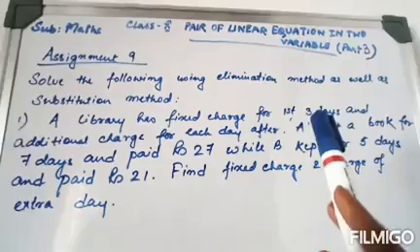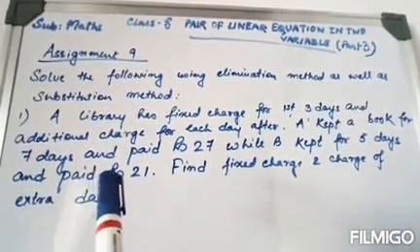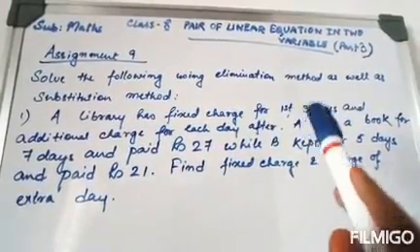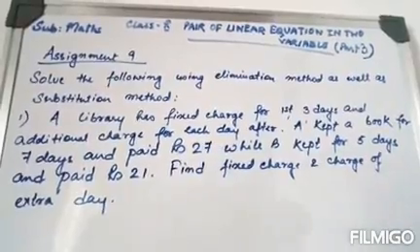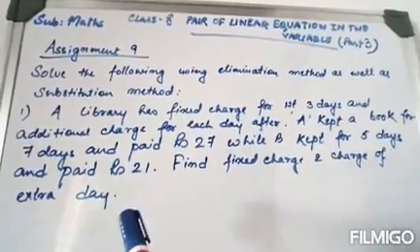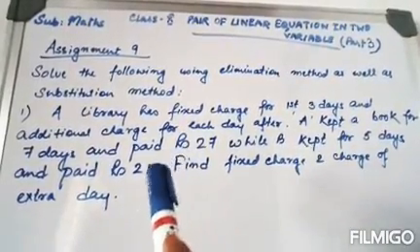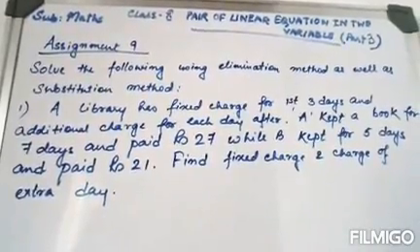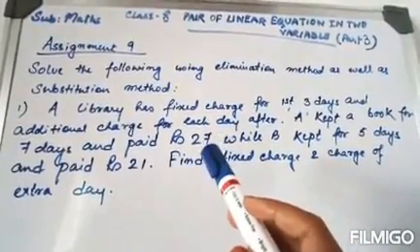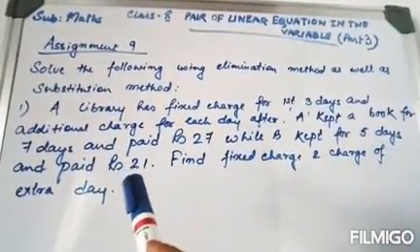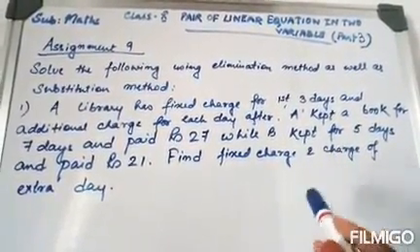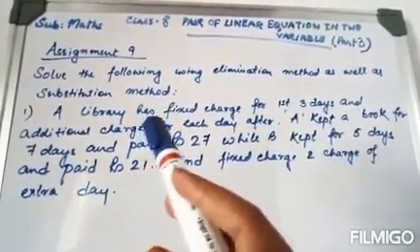What are the additional days he kept? 7 minus 3, which is 4, correct? For 4 days he has to pay, each day he has to pay rupees Y. Let the charge for the extra day be Y. So the equation will be X plus 4 into Y, and the amount is 27. Similarly you will find for B, and form two equations, and solve those two equations by the elimination method as well as the substitution method.